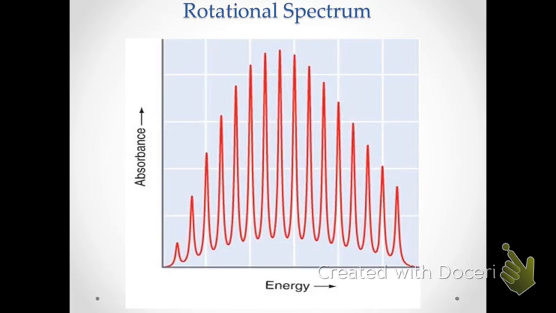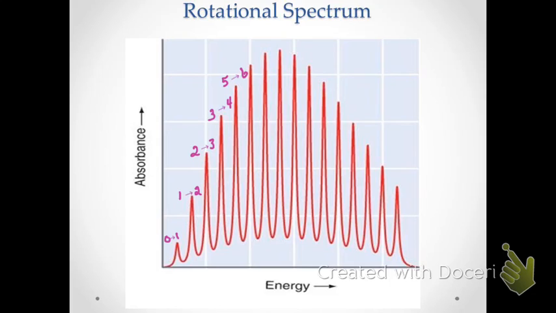Here is a typical microwave spectrum where we see a series of spectral lines. The first line on the left corresponds to the J equals 0 to 1 transition. Then the next one's 1 to 2, the next one's 2 to 3, the next one's 3 to 4, 5 to 6, etc.